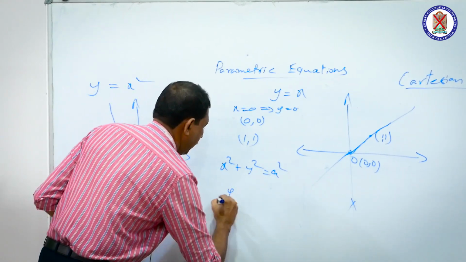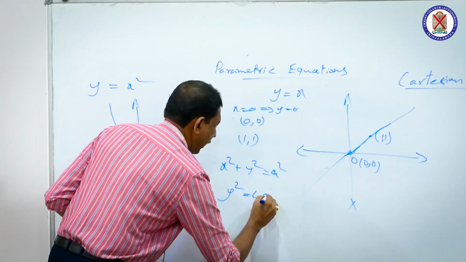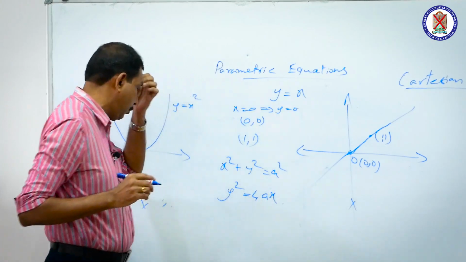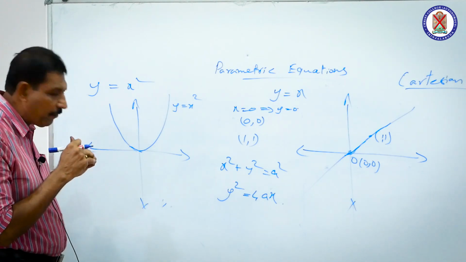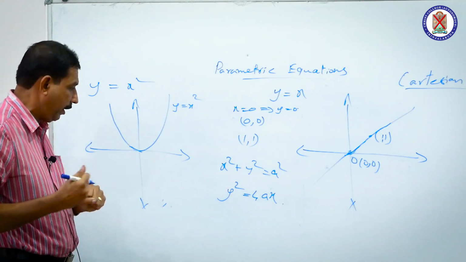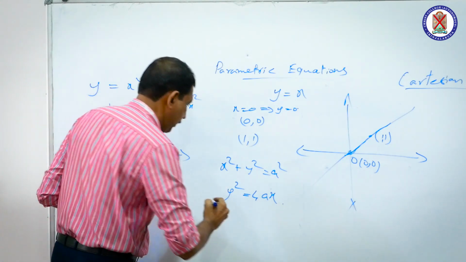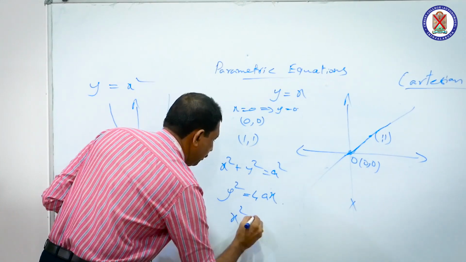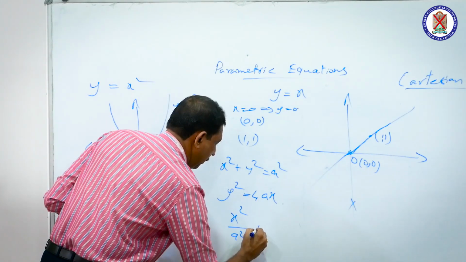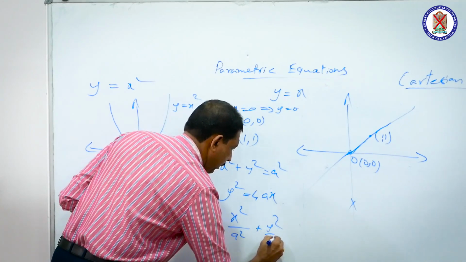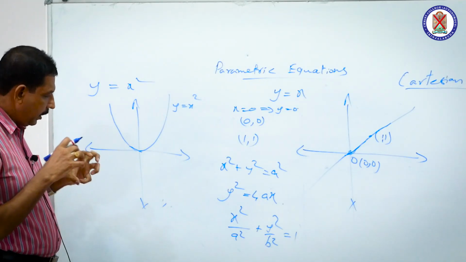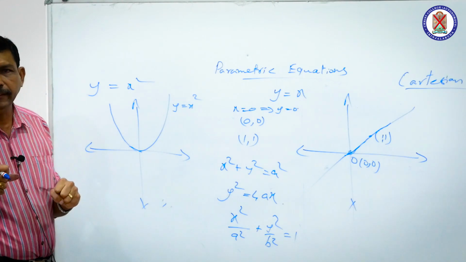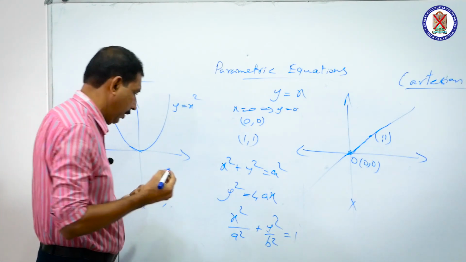Further, you are familiar with y square equal to 4ax, the parabola you studied in +2 classes. Here also we cannot find the explicit value of y. It is not of the form y equal to f of x. Or the ellipse, you are familiar, x square by a square plus y square by b square equal to 1. Here also we cannot take y as a single entity, therefore this is an example of an implicit function.